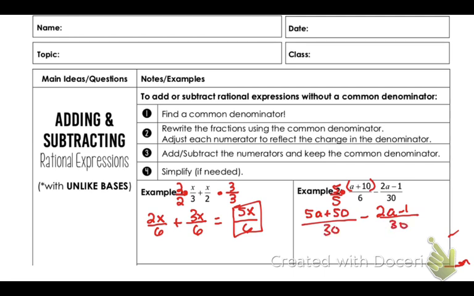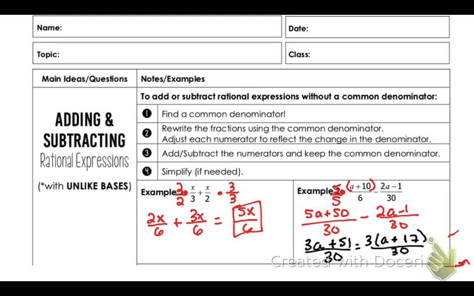Now you can combine like terms here. I'm going to get 5a minus 2a, that's 3a. Then I'm going to get 50 minus a negative 1, so that's going to be plus 51, all over 30. And then you're going to see if there's anything you can factor. So I can take out a 3. 3 goes into 3a one time, a, and 51 divided by 3 is 17, so I get a plus 17 over 30 divided by 3.